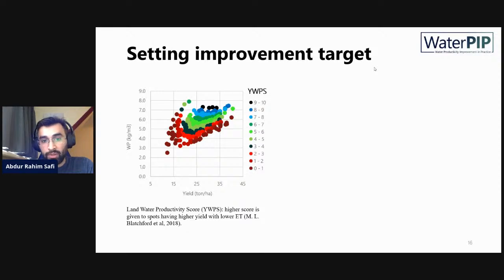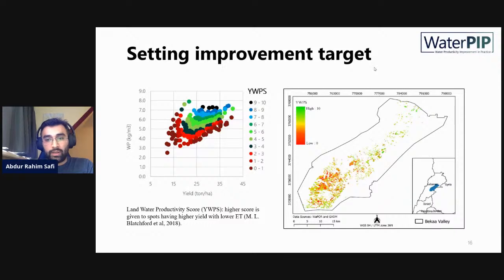The other step is to set an improvement target. For this purpose, we scored the crop fields with the yield water productivity score. Here you can see that the crop fields are scored from 0 to 10, and also you can see on the map who is performing well. The scoring is based on higher yield and lower water consumption at the same time.